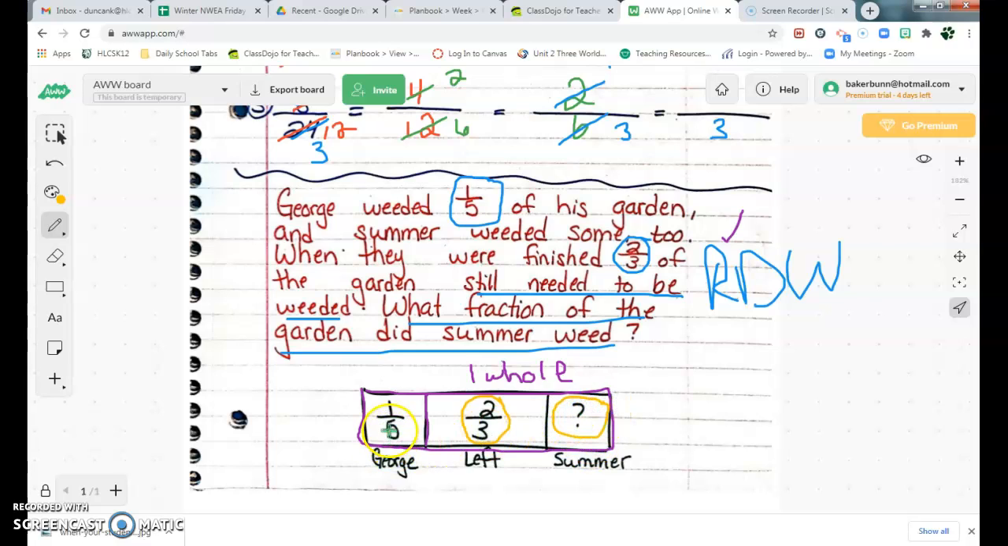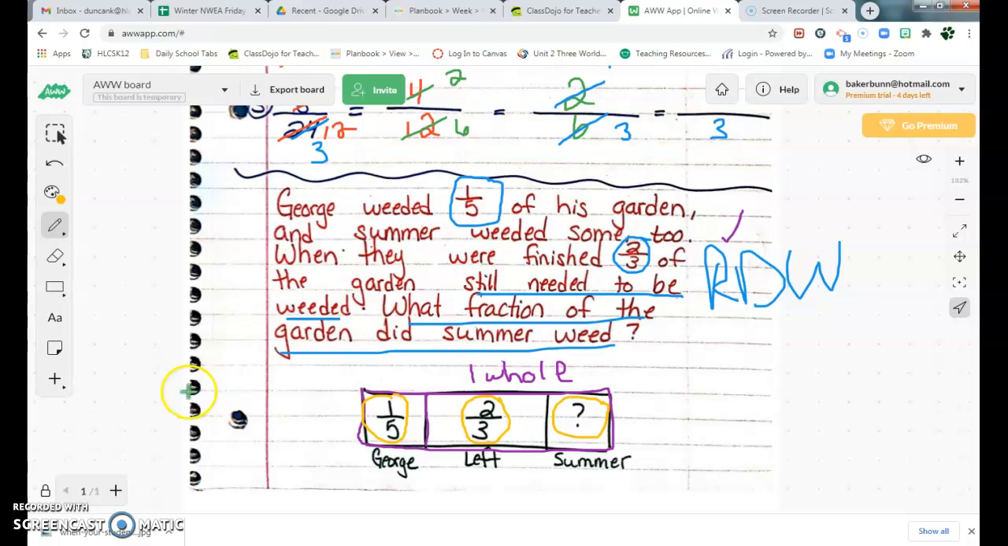Well, I know that if I add all 3 of these up, I'm going to get one whole because they only had one whole garden. Okay? So in order to figure out what Summer weeded, I'm going to add together what George weeded and what was left over. Then I'm going to take that number and subtract it from one whole, because one whole minus what George weeded and what was left over is going to get me what Summer weeded.